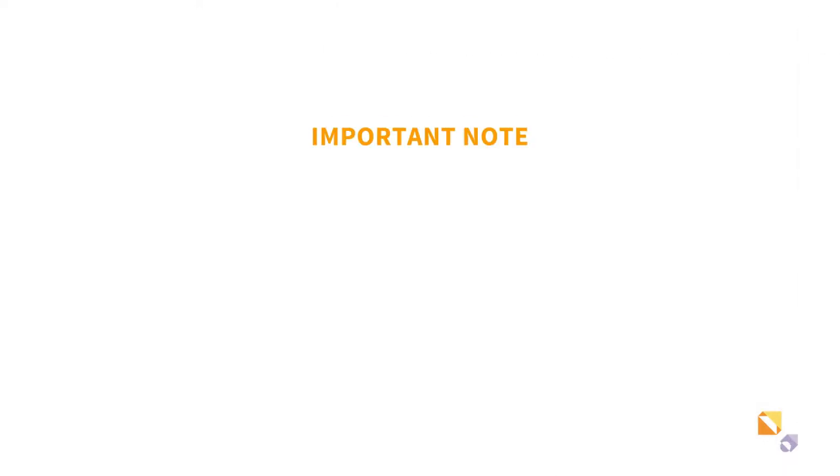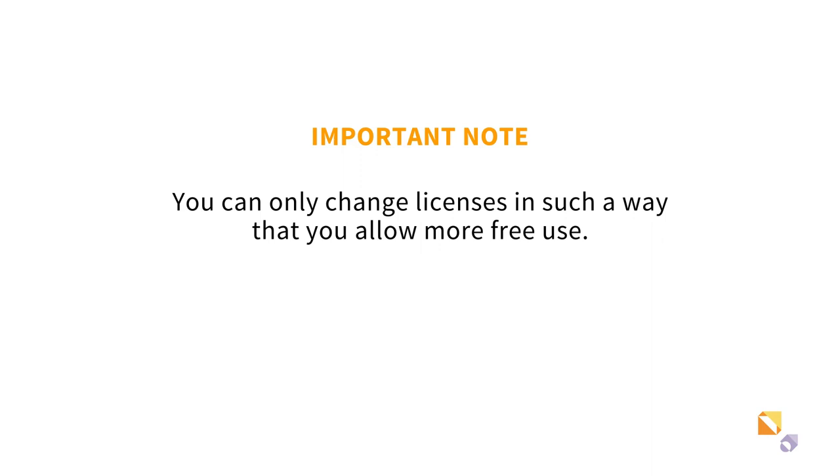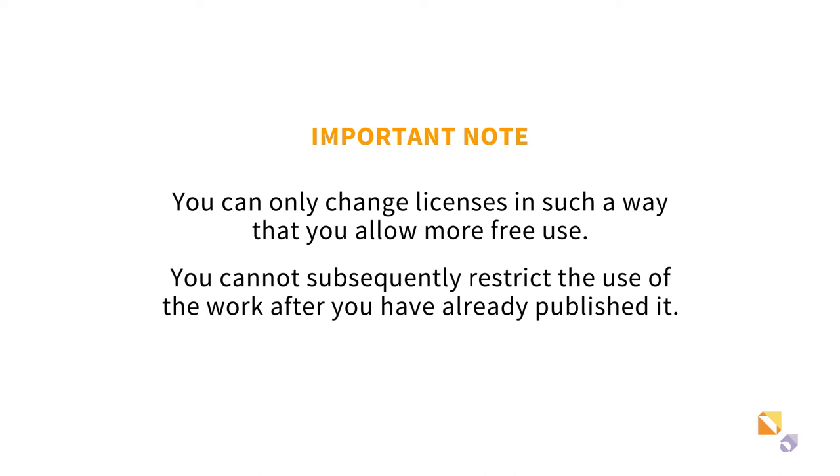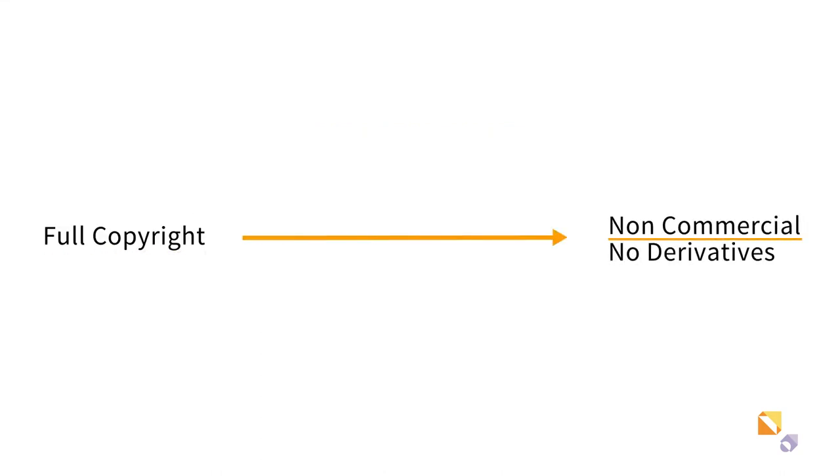If your work has already been published with a specific license, you may change it with a license that allows more privileges to others. But you cannot retroactively restrict users after you have already allowed them. For instance, you may change from full copyright protection to non-commercial, no derivatives, but not the other way around.